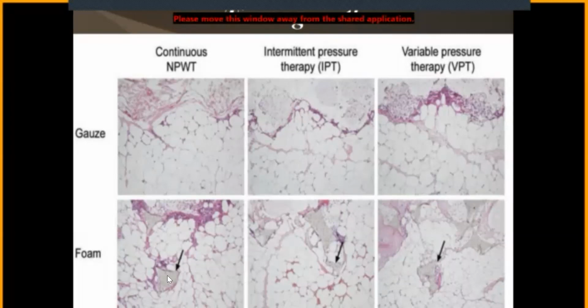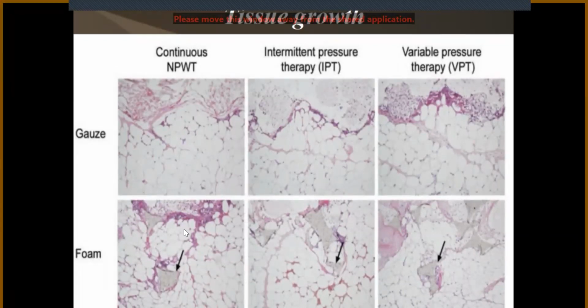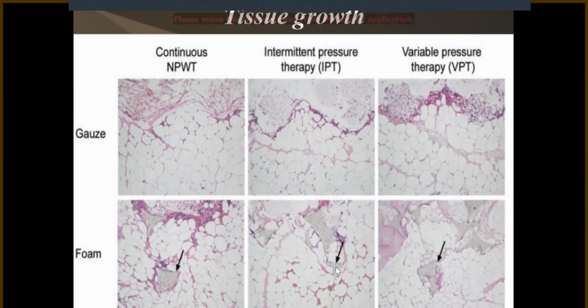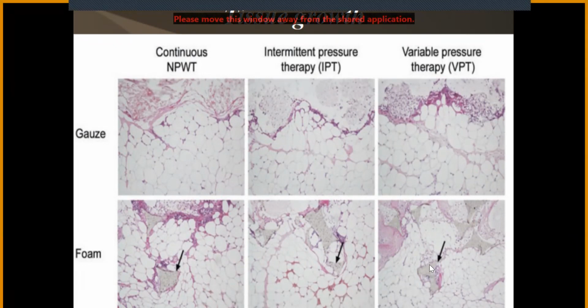this is the maximum amount of growth of granulation tissue, which was with continuous negative pressure wound therapy and use of foam. With intermittent pressure, foam gave rise to this much, and in variable pressure, this much granulation tissue was formed with foam. And there is very poor or no formation of granulation tissue with gauze by application of any mode, continuous or intermittent or variable.